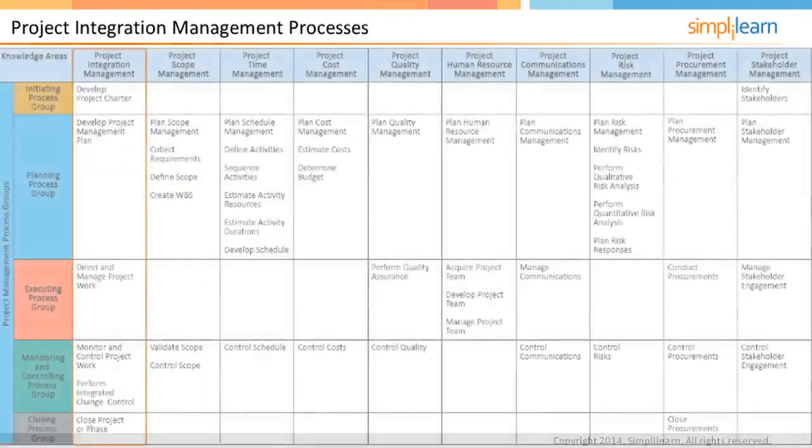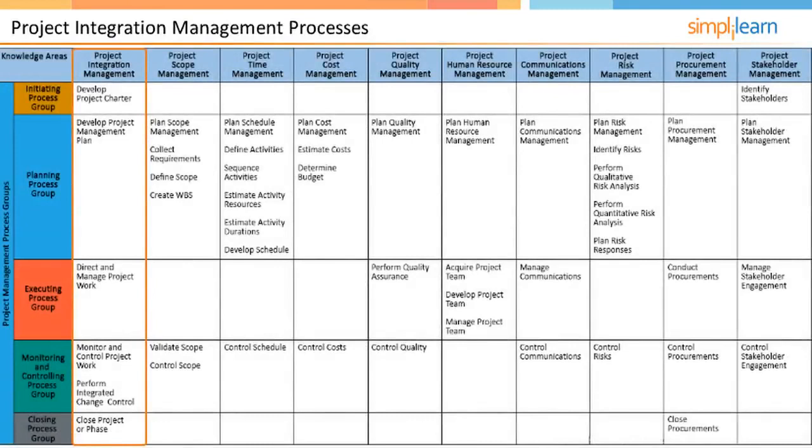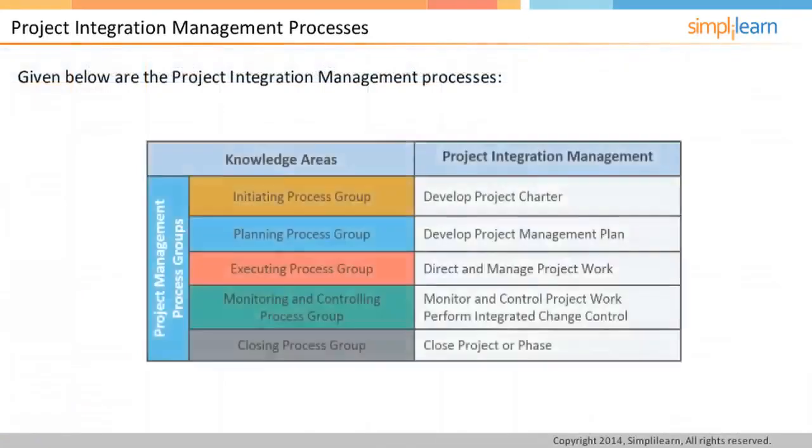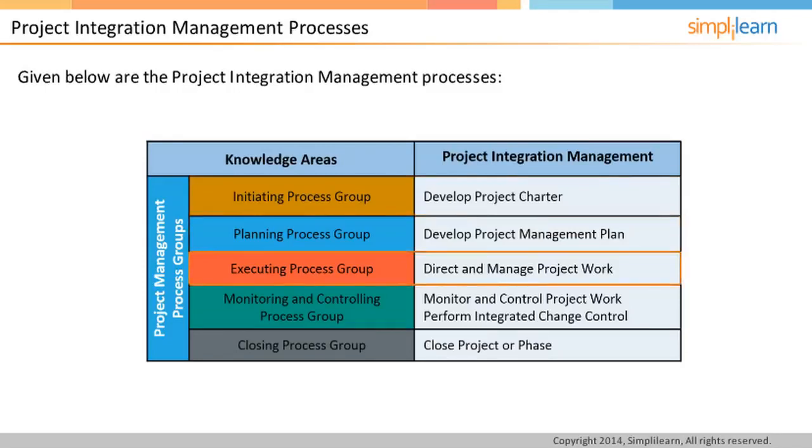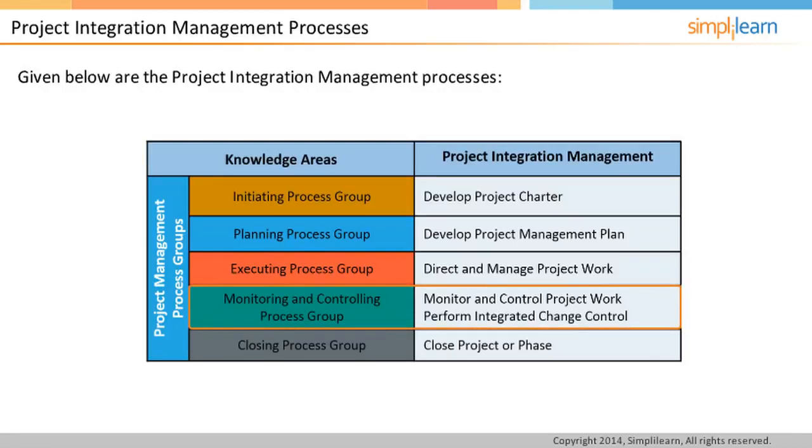There are 6 project management processes, which are part of the Project Integration Management knowledge area. They are Develop Project Charter, done in the Initiation Process Group; Develop Project Management Plan, undertaken in the Planning Process Group; Direct and Manage Work Carried Out in the Executing Process Group; Monitor and Control Project and Perform Integrated Change Control, undertaken in the Monitoring and Controlling Process Group; and Close Project or Phase, done in the Closing Process Group. Let us look at each of these processes in detail.